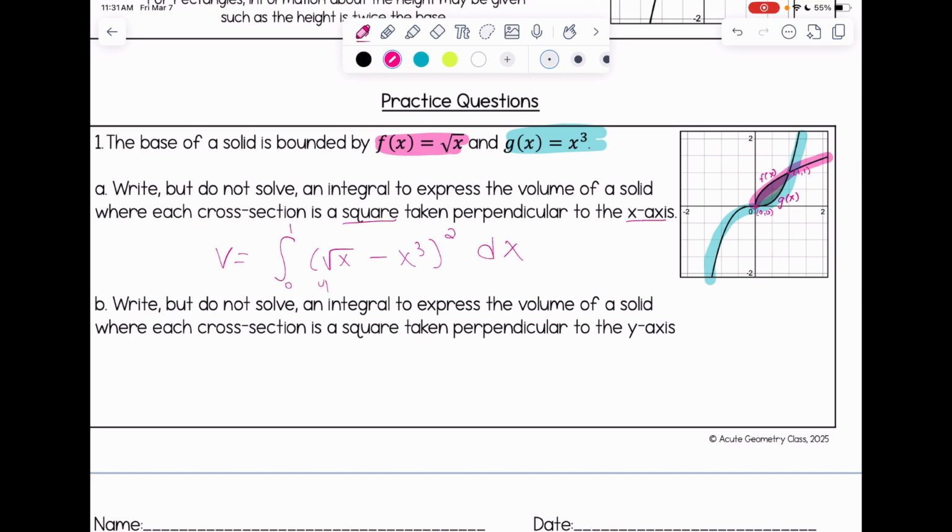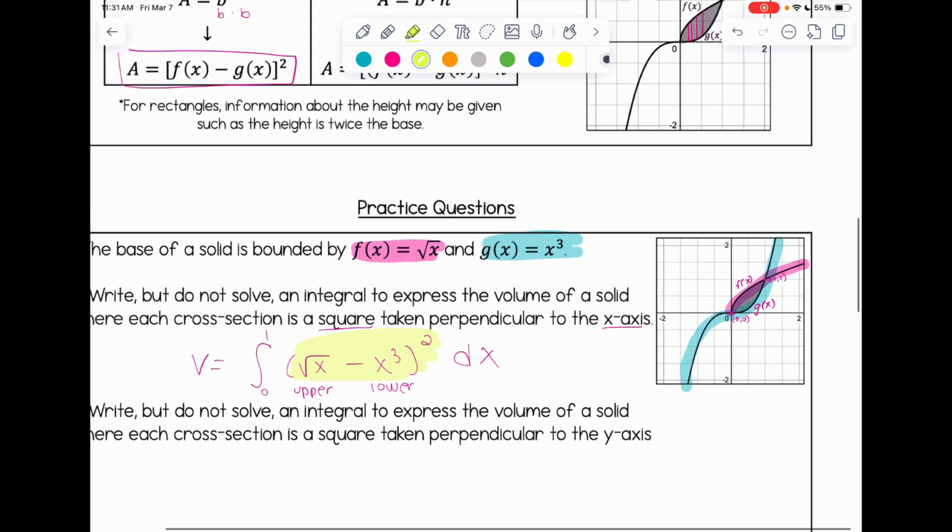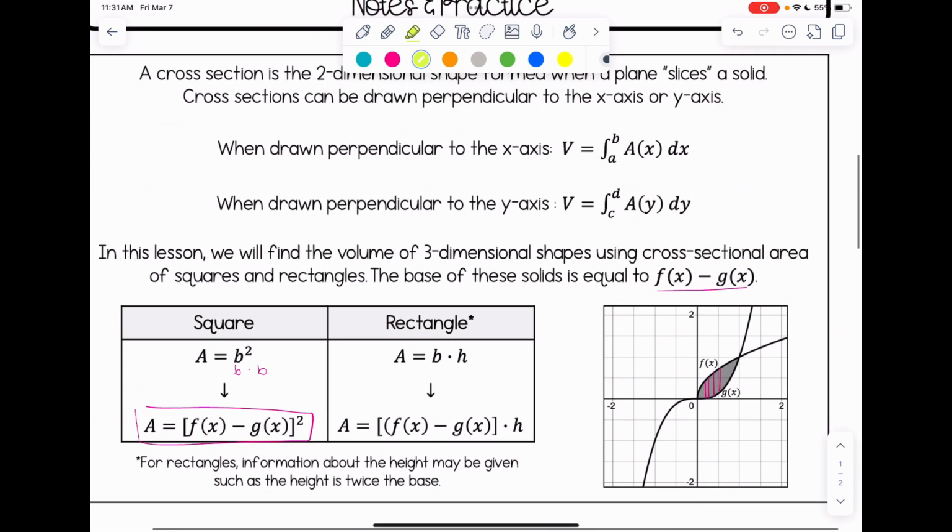Again, notice this is our upper function and this is our lower function. And we're squaring it because that's how we find the area of a square, right? Whatever is going here should represent the area of the square. If I scroll up to the beginning of our notes, that's what's represented here by A of x.